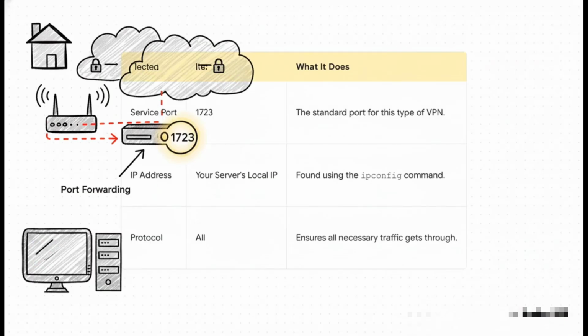If your server is on a typical home network, it's sitting behind a router. Think of your router as a receptionist for your whole network. Right now, when a VPN request comes from the internet, the receptionist has no idea where to send it. We need to fix that with something called port forwarding.